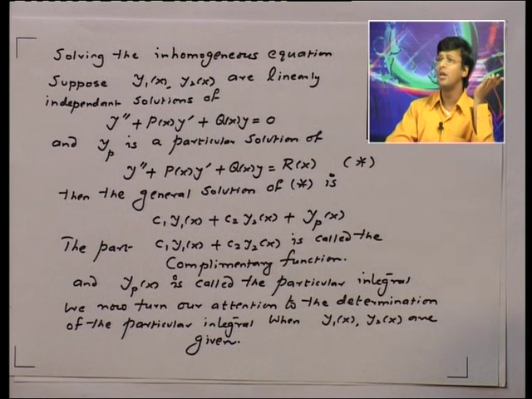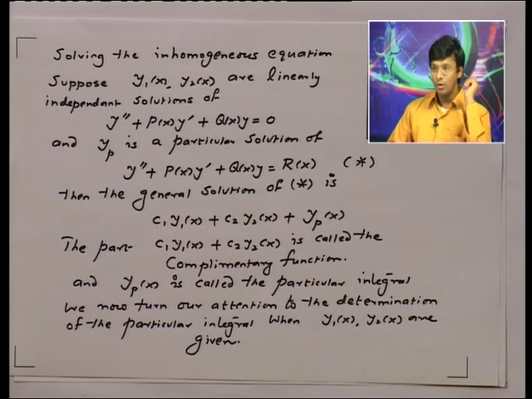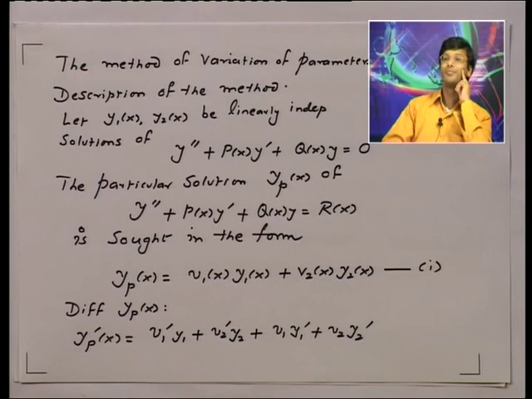You do the same thing in linear algebra also, right? When you want to solve Ax equal to b, what do you do? You take the full solution of Ax equal to 0, correct? And then you add to it one particular solution of the inhomogeneous equation. The same principle applies here also. Is it clear? So, now the question is, how do you find the particular integral? Right. So, now we will proceed to this problem, and the method is known as the method of variation of parameters.